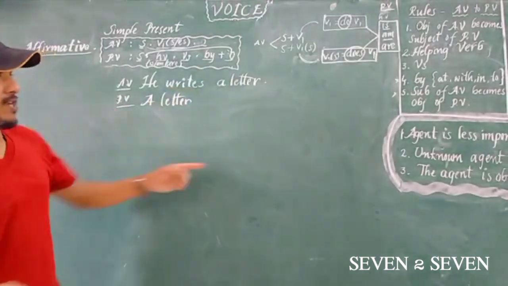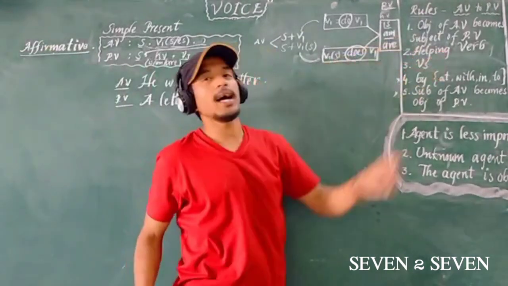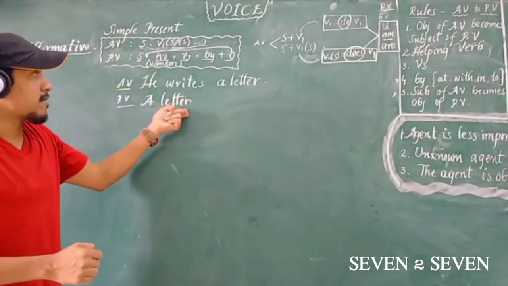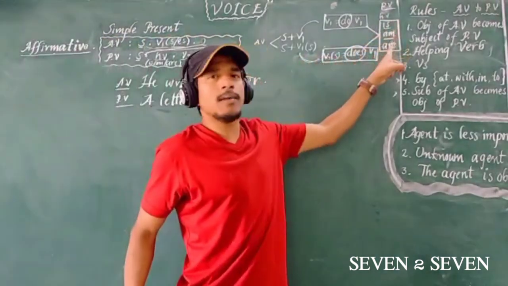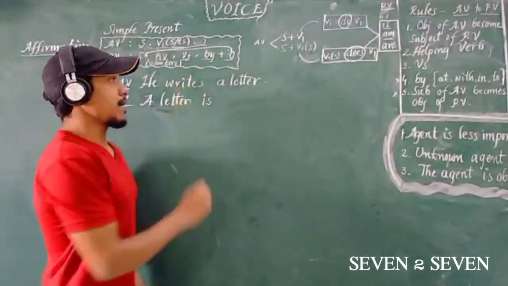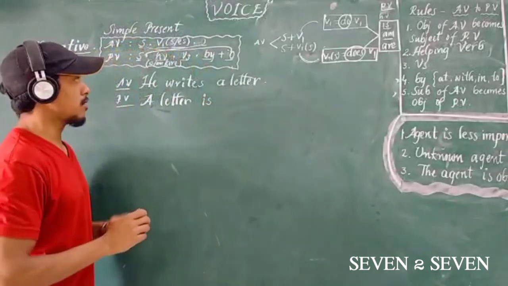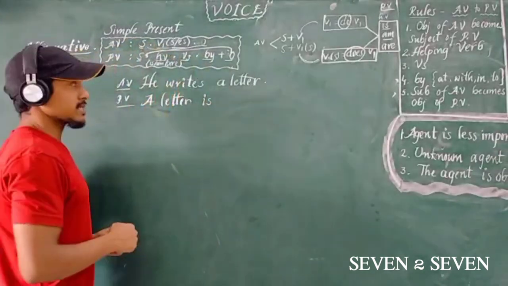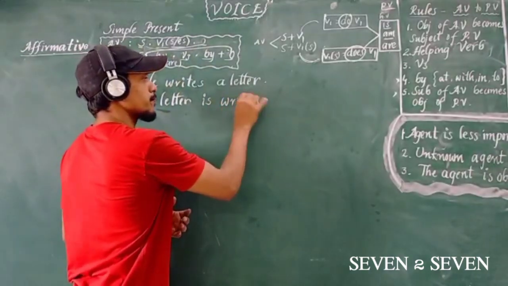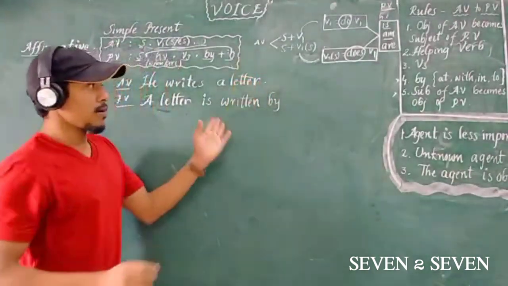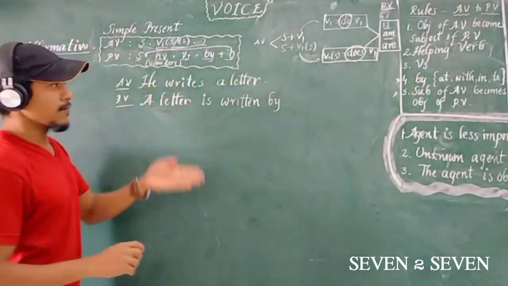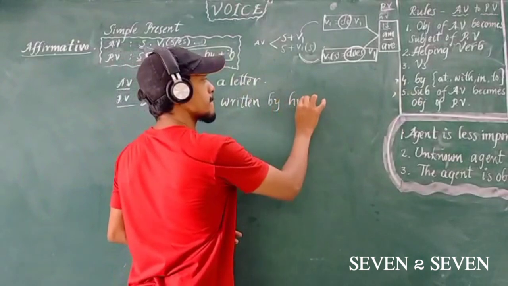Letter. First point is completed. Second point, helping verb. Helping verb depends on the subject. A letter: is, am, are. A letter is singular, so we use is. And then V3, the third form of the verb. What is the verb here? Write. So its third form is written. Fourth point, by, but not always. He becomes him.